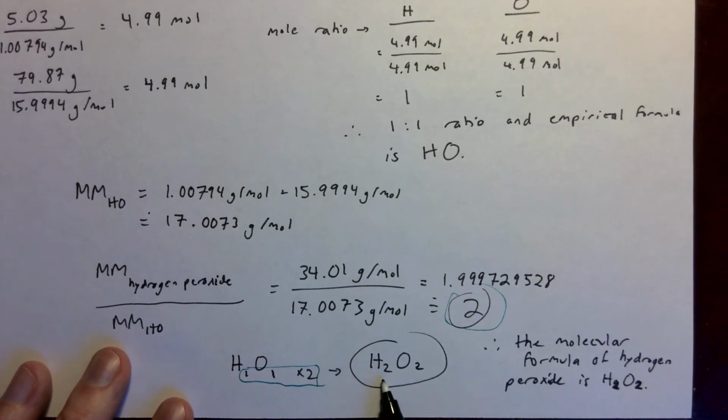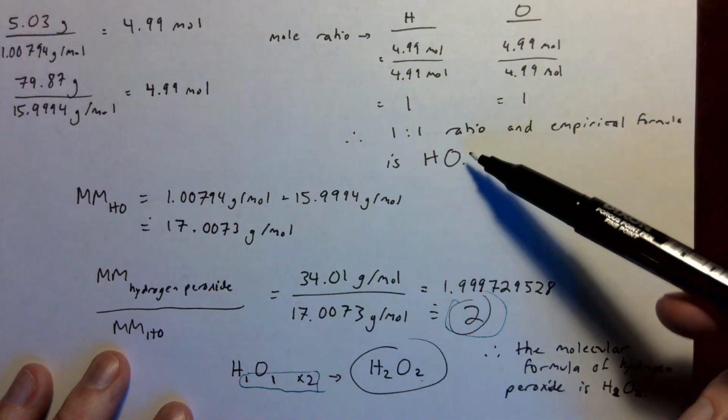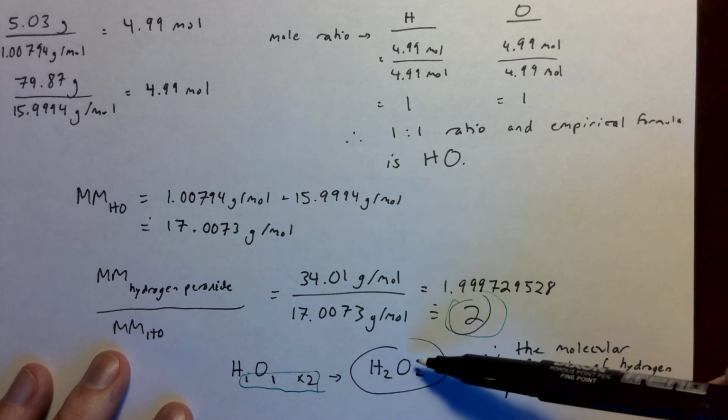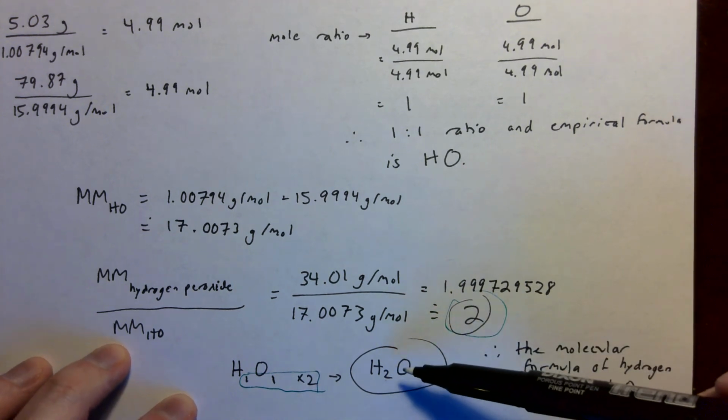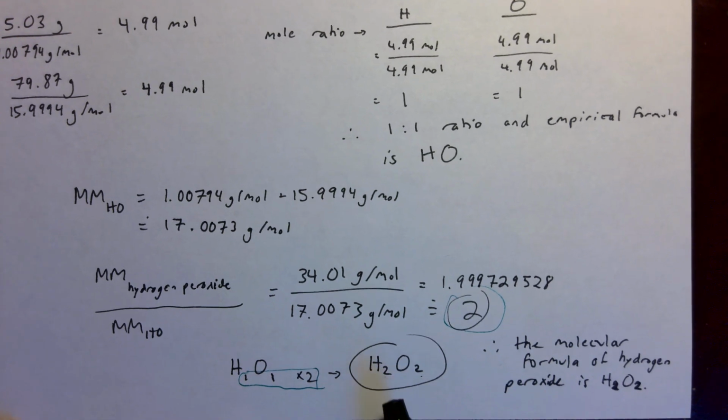You'll notice how it's still a 1-to-1 ratio within this molecular formula. So the empirical formula of this still is HO. If you were ever given something like H2O2 on its own and asked what's the empirical formula, you would know that it's HO because 1-to-1 would be its lowest terms. But the actual molecular formula, in terms of how many atoms of each element were actually present in that compound, this is our final answer here.